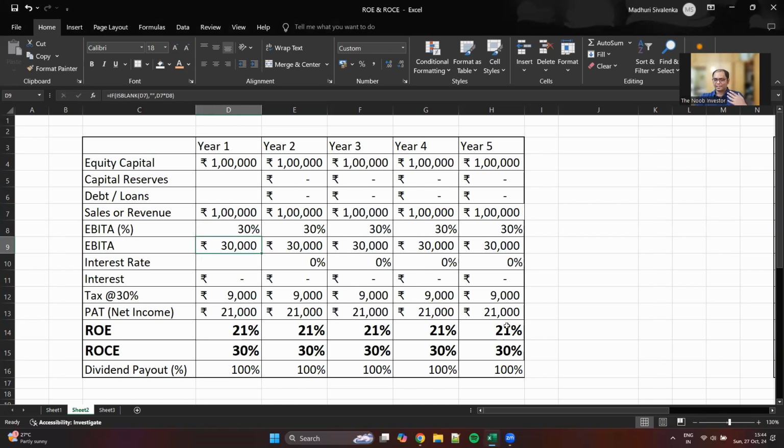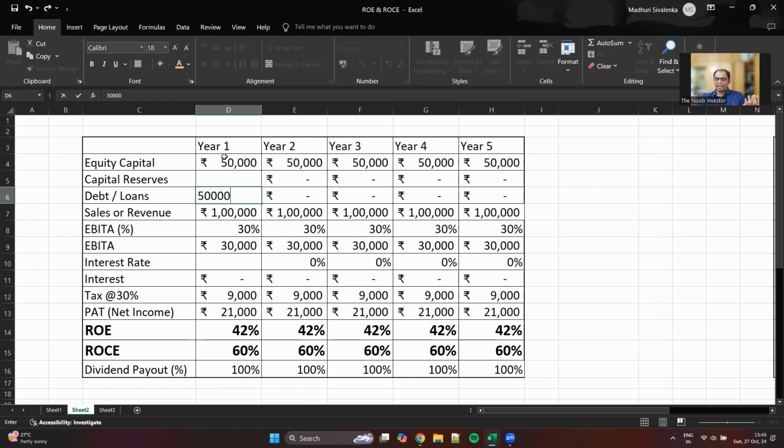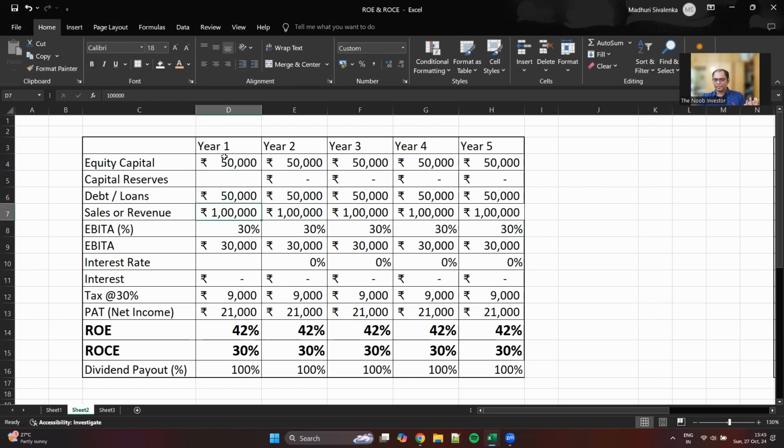So this concludes my basic discussion about ROE and ROCE. There's one other impact on ROE and ROCE. Let's say, instead of putting 1 lakh as capital, I take a 50,000 loan and I put in only 50,000. Did you see what happened? My ROE increased a lot, basically doubled, right? Because I'm generating the same profit at a much lower investment capital of only 50,000.